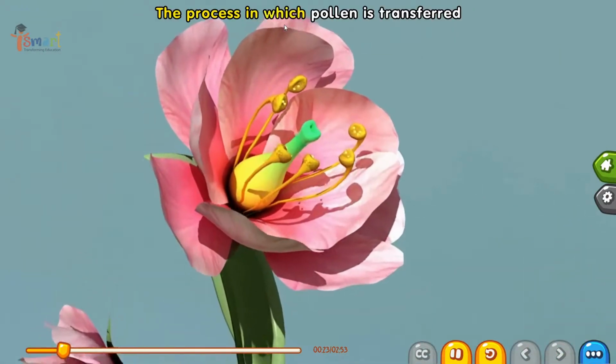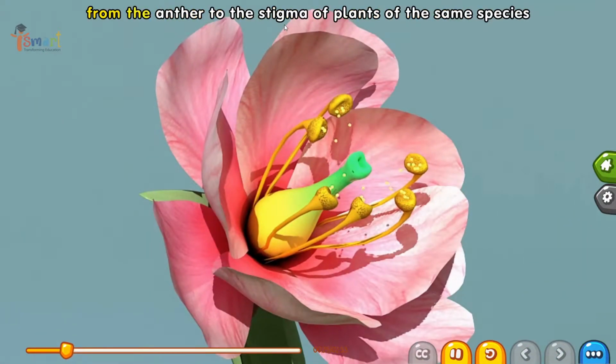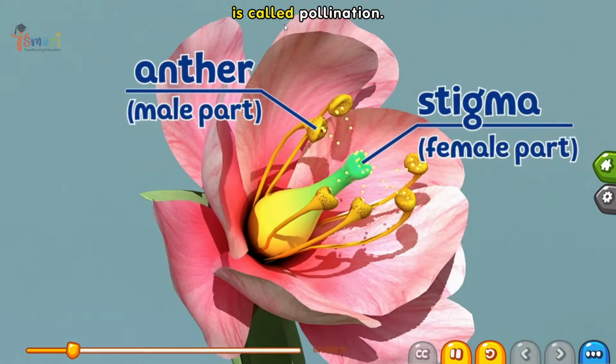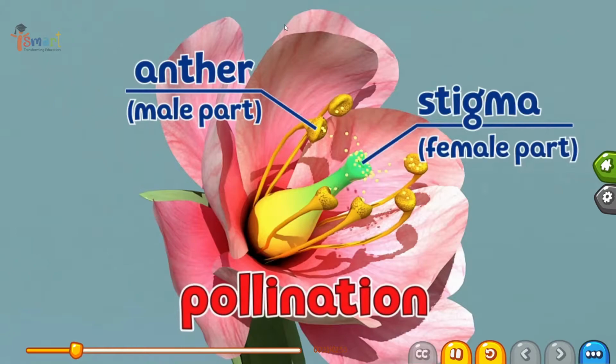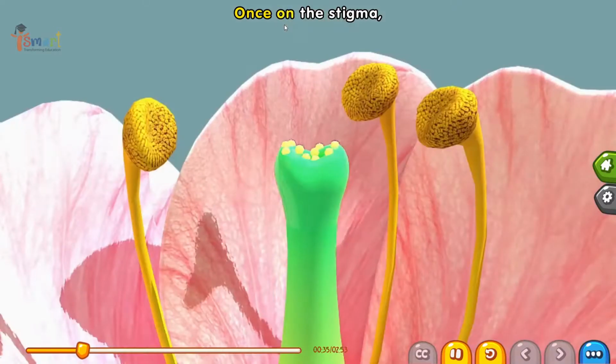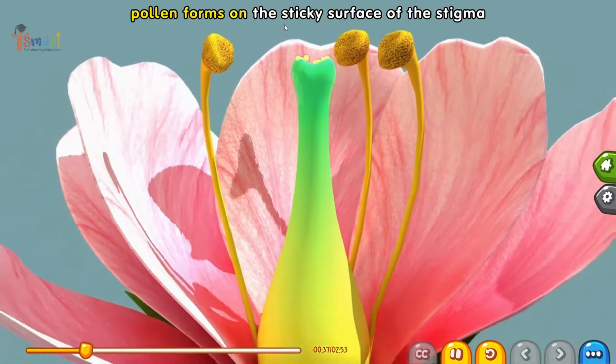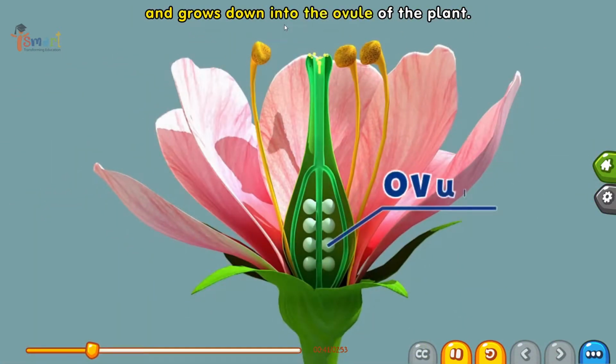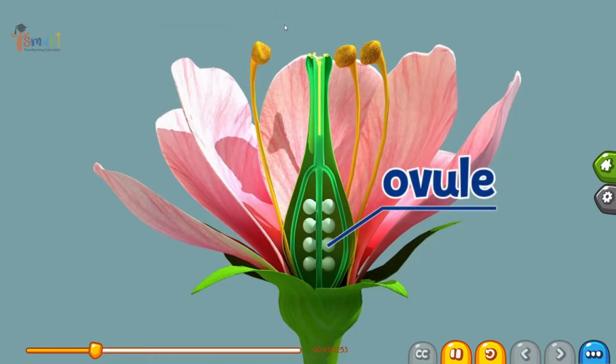The process in which pollen is transferred from the anther to the stigma of plants of the same species is called pollination. Once on the stigma, pollen forms on the sticky surface of the stigma and grows down into the ovule of the plant.